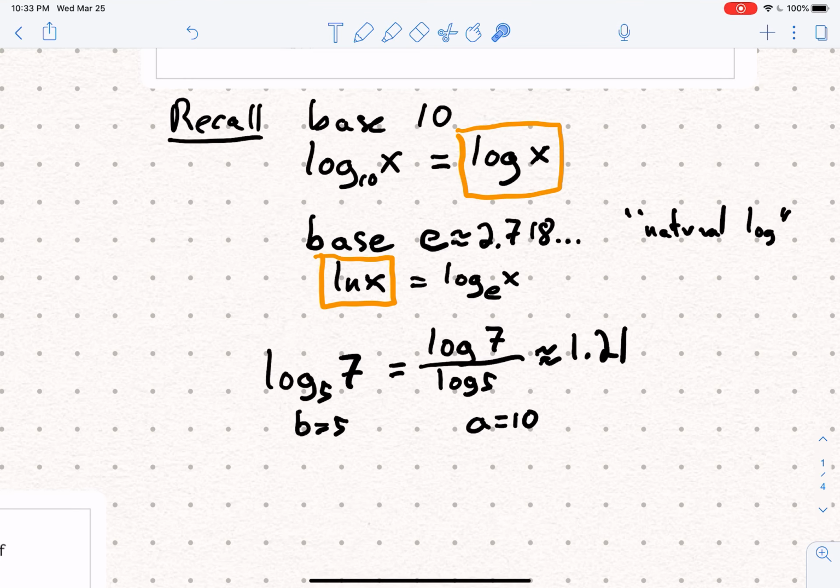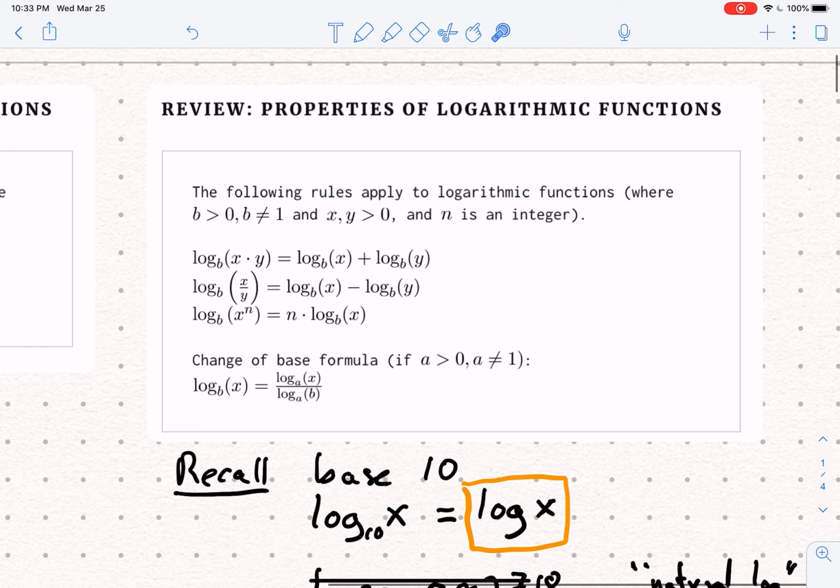Okay, so that's a recap of these properties of log functions. And what we're going to do now is we're just going to use these rules to help us work with logs in various ways. Let's go ahead and do it.